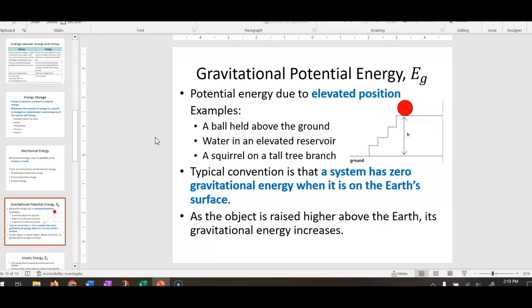So our typical convention says that when an object is on the Earth's surface or on the floor, for example, that it has 0 gravitational potential energy. And then the higher the object moves, the more gravitational potential energy it has. So changes in height identify changes in gravitational potential energy.